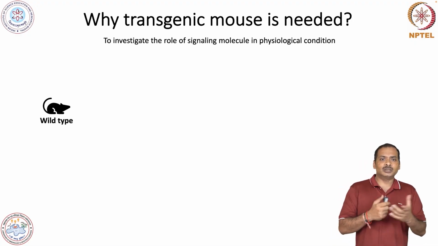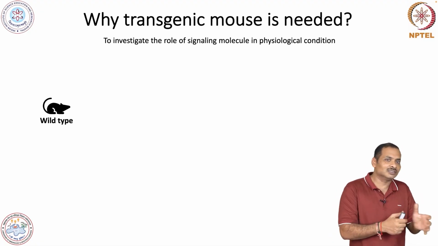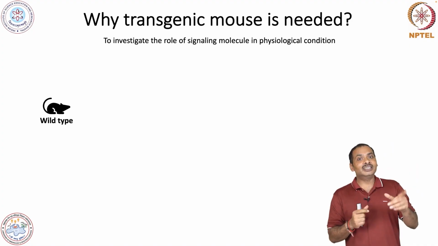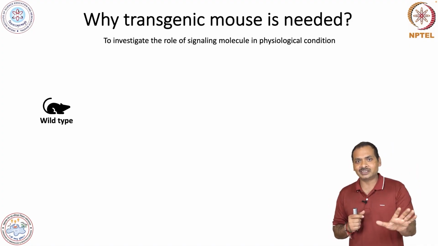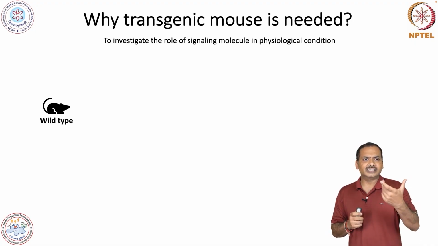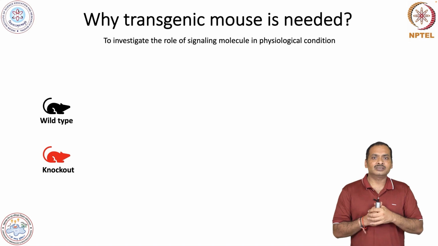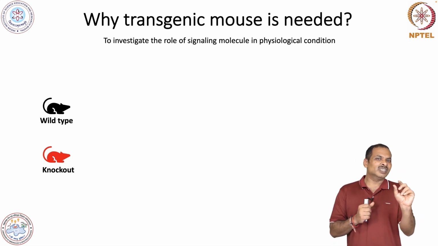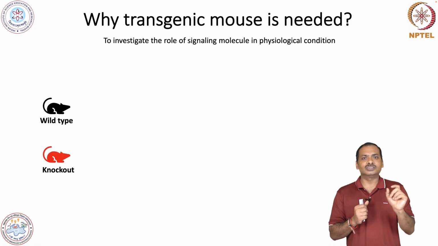So, for example, this is a wild type mice. Wild type does not mean it is caught from the wild; it is also a syngeneic mice, but it has the intact gene for whatever molecule you have discovered. And this is a knockout mice. In this mice, you mutated the gene, or the most appropriate term is inactivated the gene, so that the gene which you have discovered is not functional.